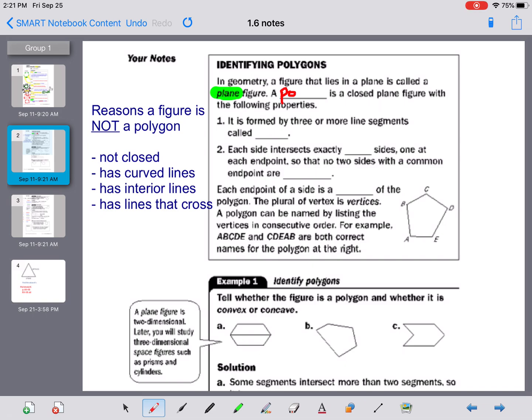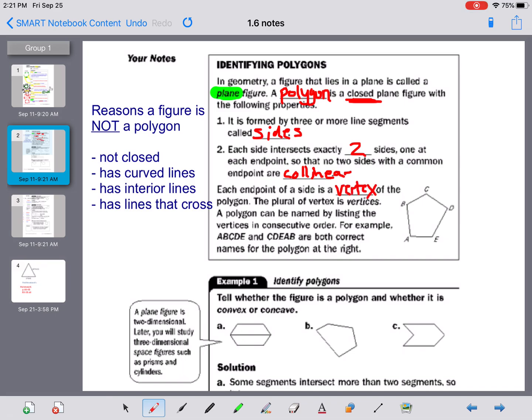Polygon is a closed plane figure, closed, okay? It is formed by 3 or more line segments called sides. Each side intersects exactly 2 sides, one at each endpoint, so that no 2 sides with a common endpoint are collinear. And right now, just copy my words, and I'm going to show you a little bit more later what these mean. Each endpoint of a side is a vertex.